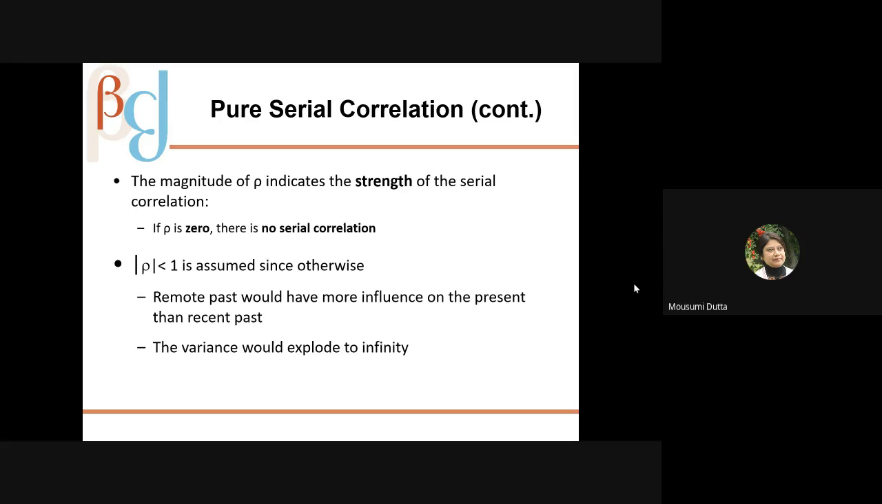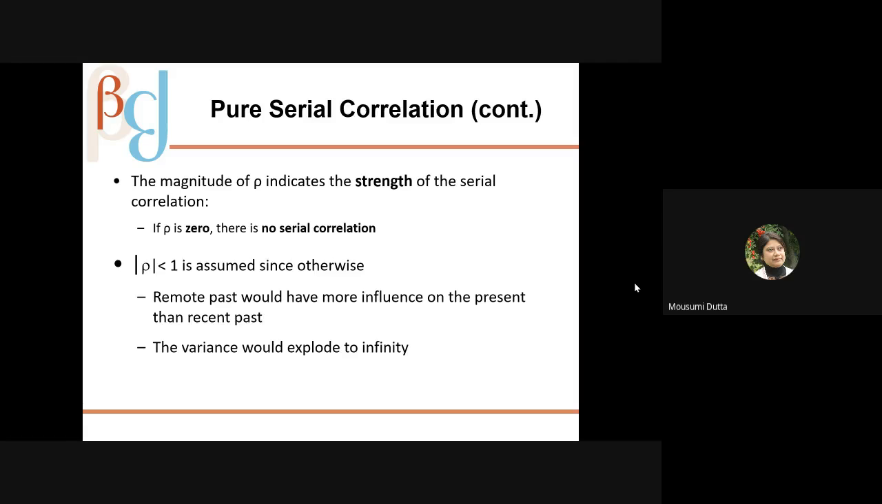The magnitude of rho, that is the correlation, indicates the strength of the serial correlation. If rho is 0, there is no serial correlation. We assume the absolute value of rho is less than 1. Otherwise, the remote past would have more influence on the present than the recent past.